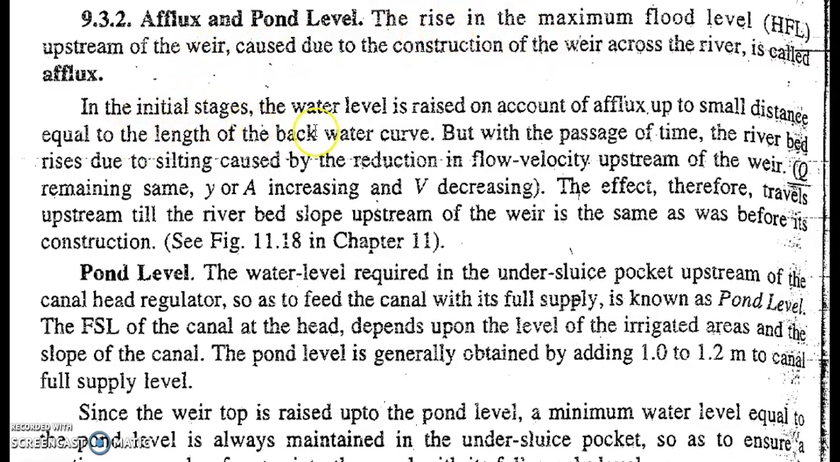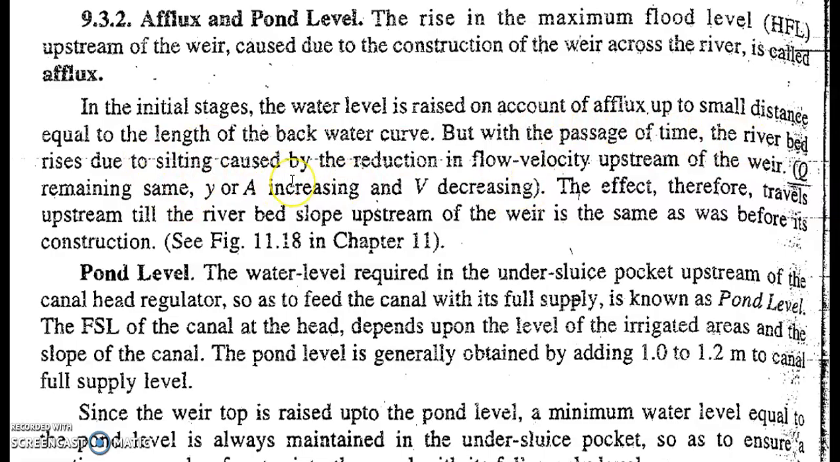In the initial stages, the water level is raised on account of afflux up to a small distance equal to the length of the backwater. You know the backwater curve, as you studied in the hydraulic engineering course, in gradually varied flow. But with the passage of time, the riverbed rises due to the silting caused by the reduction in flow velocity upstream of the weir. Q, the discharge, remains the same, and A is increasing and V is decreasing. So the riverbed rises.